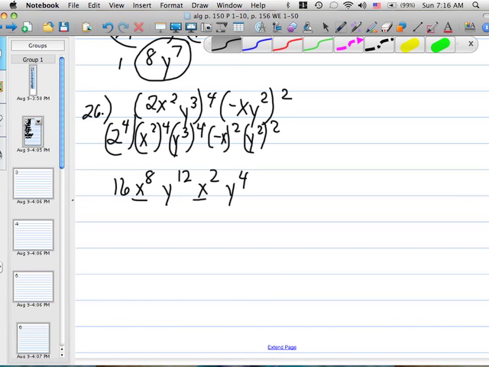All right, the x to the 8th and the x to the second, you might multiply those together. You can add your exponents, so that's x to the 10th. Y to the 12th times y to the 4th is y to the 16th.